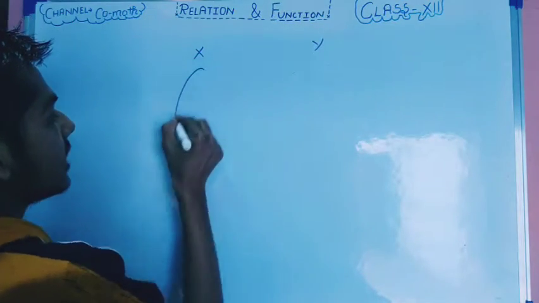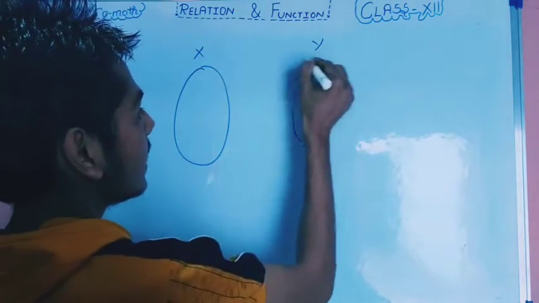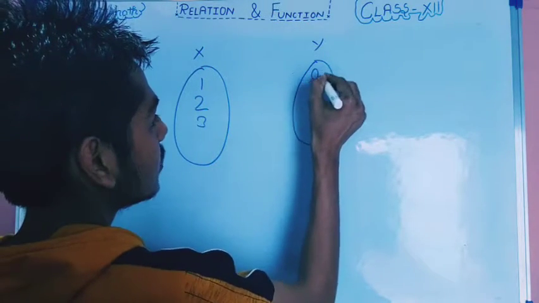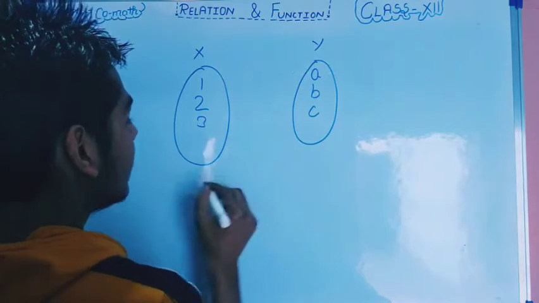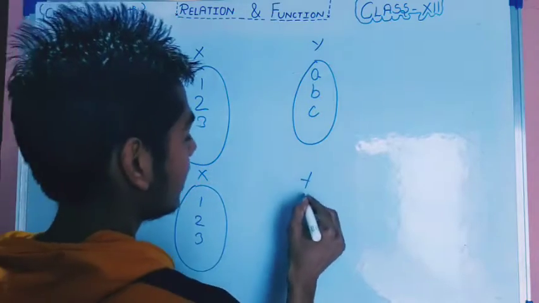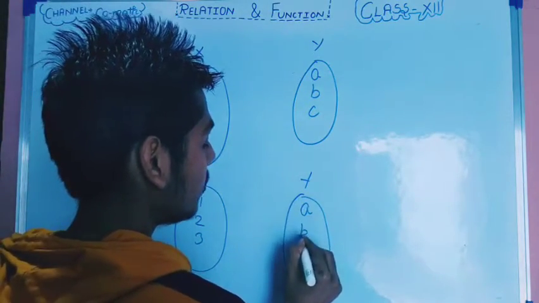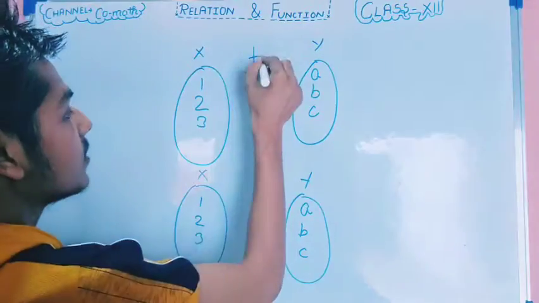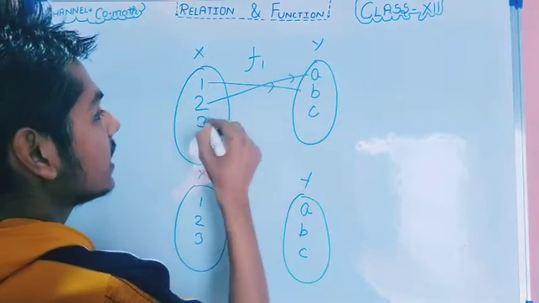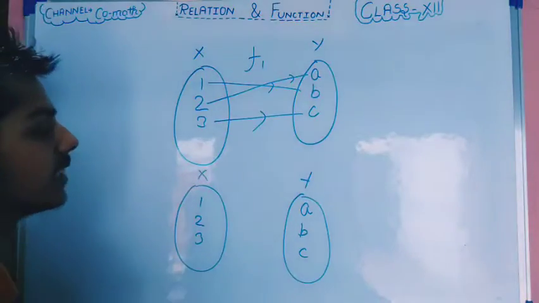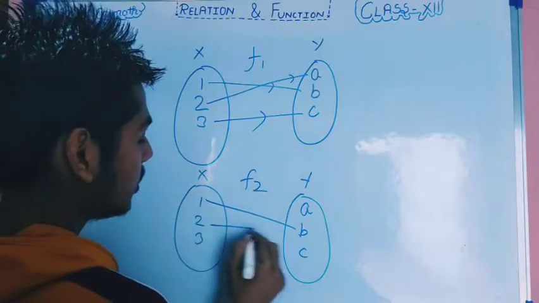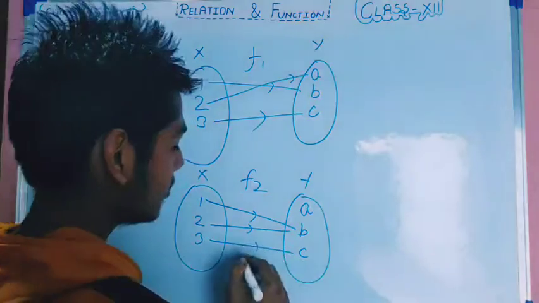Consider two sets x and y again. The elements in the set x are 1, 2, 3, and the elements in y are a, b, c. Again, draw set x with 1, 2, 3 and set y with a, b, c. Now under function f1, each element of the domain is related to a different element, while under function f2 the elements 1 and 2 have the same image, while the element 3 has an image c.